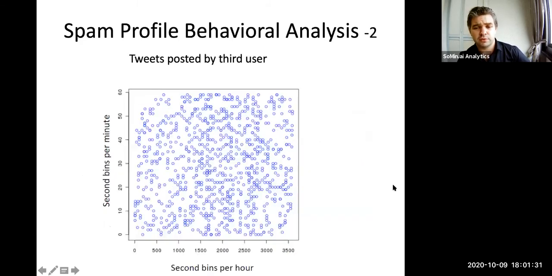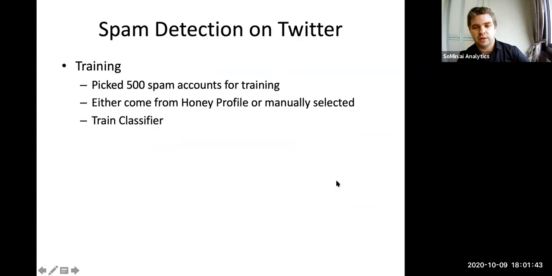So both of these users are likely to be spammers. But if you look at a real Twitter user, we can see something like this, which is much more uniform, and that usually means it's a real user. So of course, all this information can feed into a machine learning model.